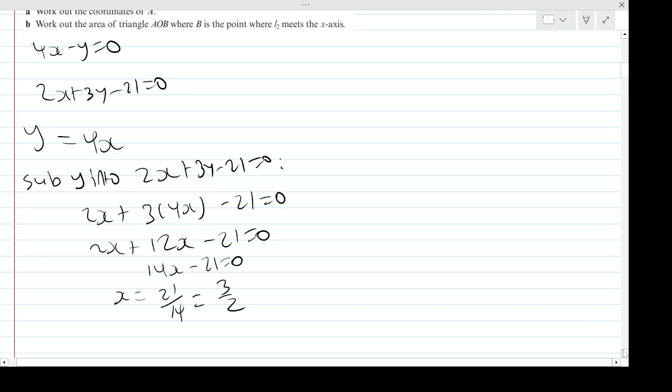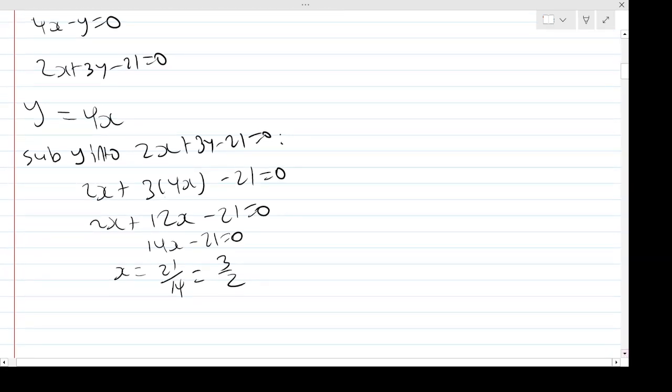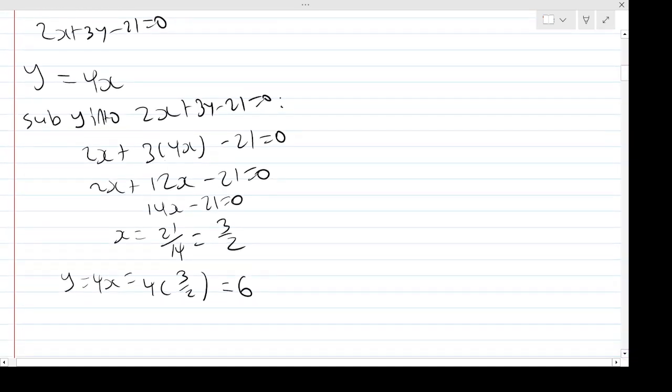Yes, okay. Well then that's x, and then I need the y value. But y is 4x, right? So y is 4 times 3 over 2, and that would be 6. 4 times 3 is 12, divided by 2 gets me 6, okay? Cool. So that means if x and y are 3 over 2 and 6, then the coordinate A is 3 over 2, 6. There we are, so that's part A done. Nice, we're used to examples like that at this point.